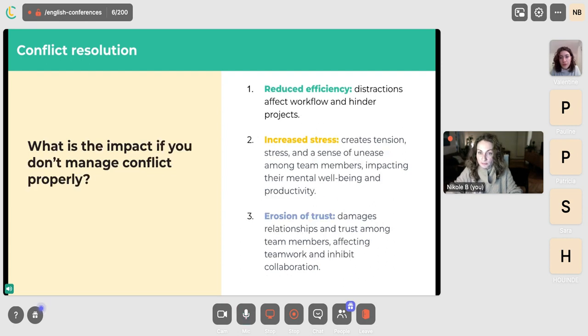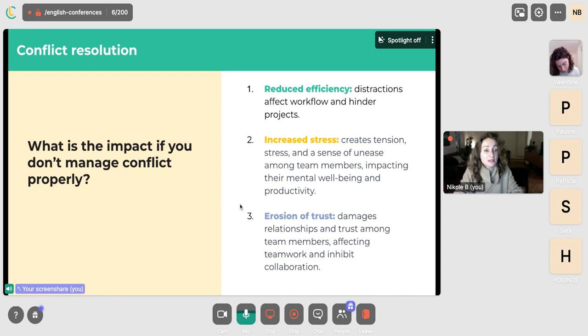So, what happens if you don't manage it? Okay, if you leave conflicts to fester or to get worse, okay? Basically, you're faced with reduced efficiency because there's too many distractions that affect the workflow, okay? And they hinder or stop projects from progressing, or they actually can stop a project from coming to conclusion.